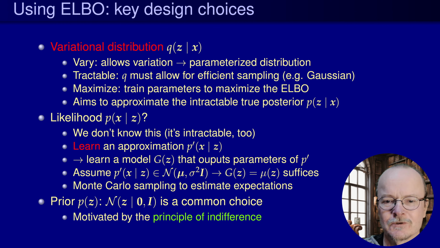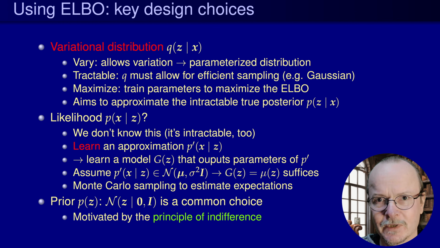The reason for such a lengthy discussion about this p of x given z is that the task of approximating this true posterior is explained extremely poorly or totally skipped in all textbooks I have seen, although it is a fundamental aspect of variational inference.